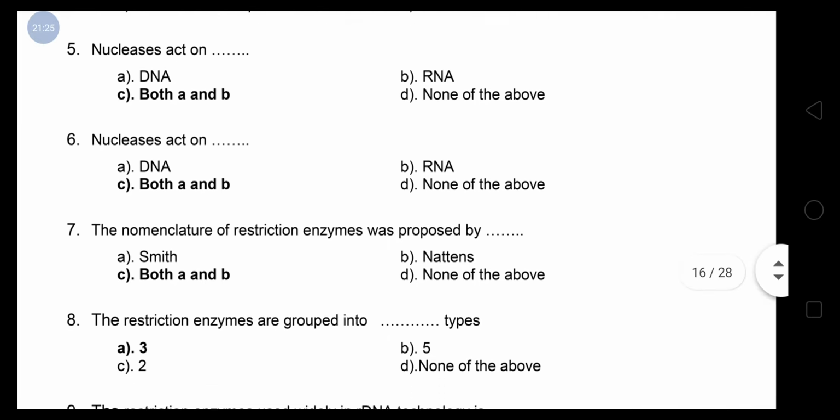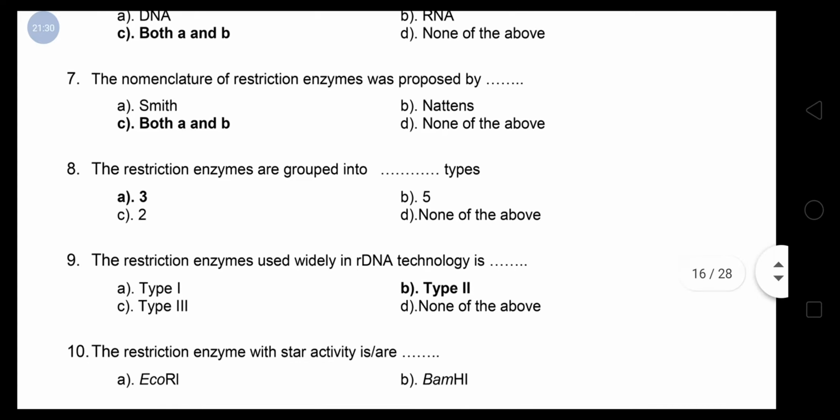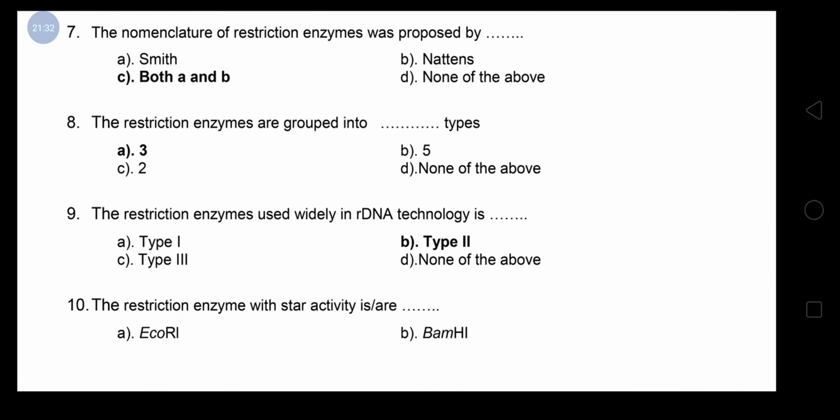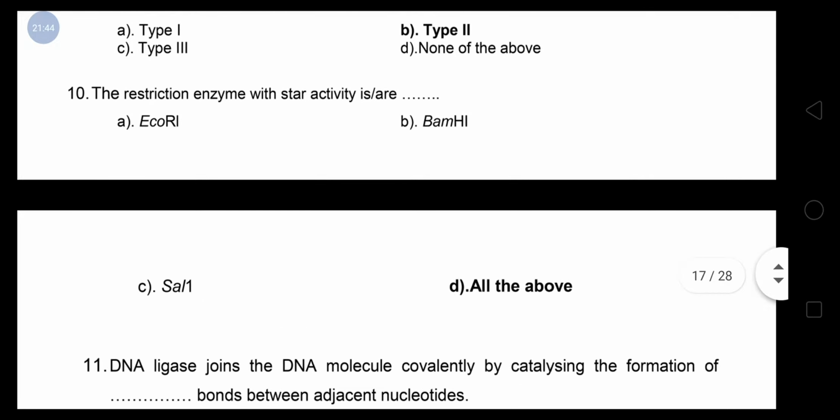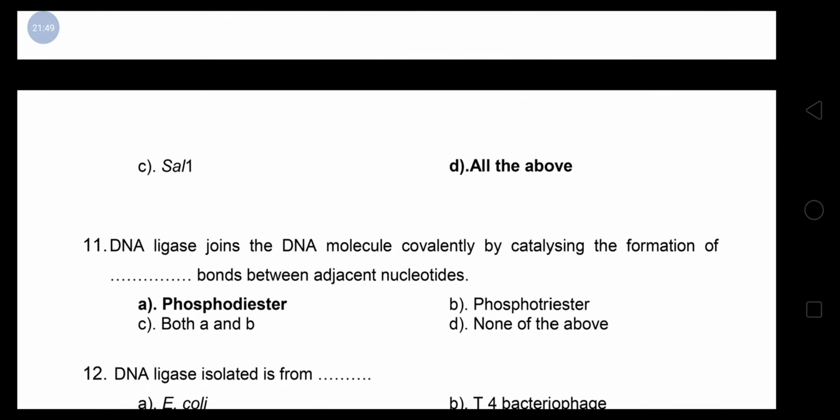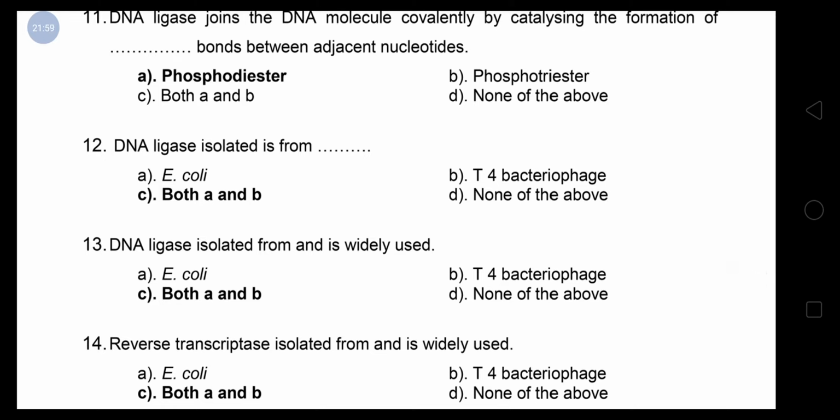Nucleases act both on DNA and RNA. The nomenclature of restriction enzymes was proposed by Smith and Nathans. Restriction enzymes are grouped into three types. The restriction enzymes with star activity are E. coli, BamHI and SalI.